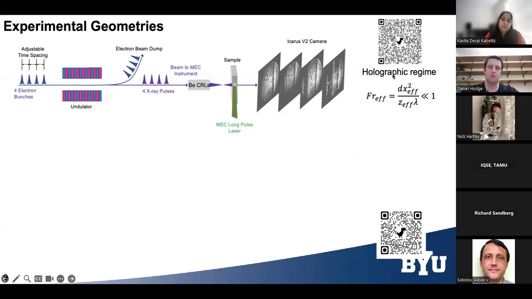Another thing I should mention too is we are in this holographic regime, so I'm calling back to that slide with the different regimes. This dx squared is the effective pixel size accounting for magnification. The z is the sample to the detector distance. Lambda is the wavelength of the X-ray free electron laser. And if that's much less than one, we're in this regime.